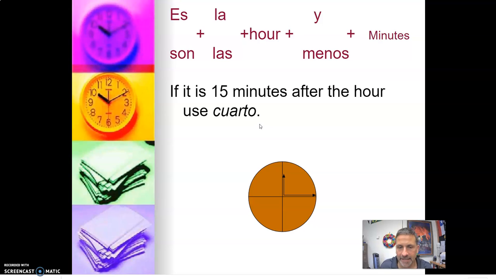Okay, let's take a look at an example. 12:15. This is son las 12:15. I use son because 12 is more than 1. So all 1 o'clock expressions are going to use es la. All other ones are going to use son las. Son las 12:15. Cuarto for a quarter after.